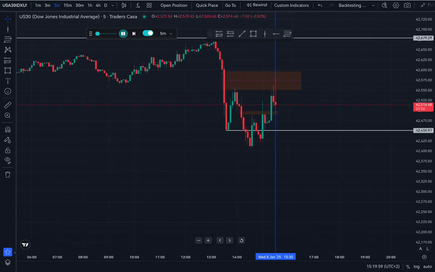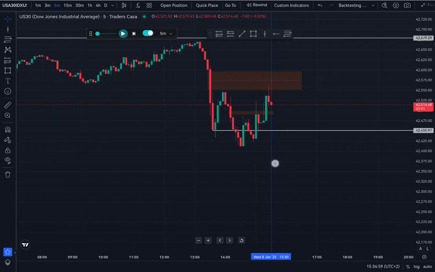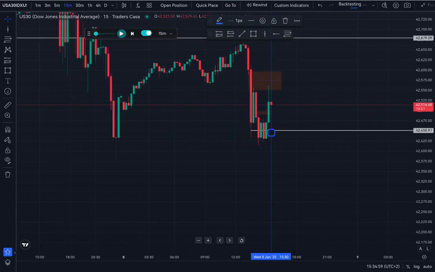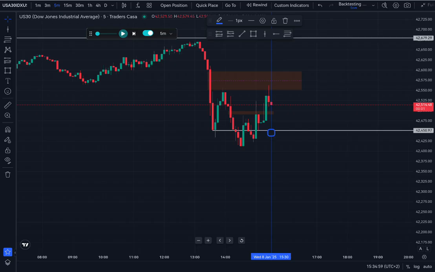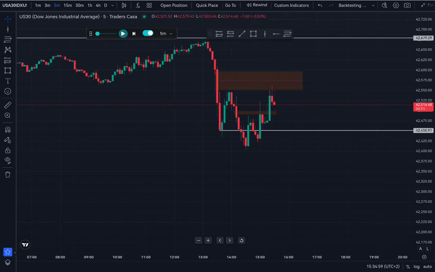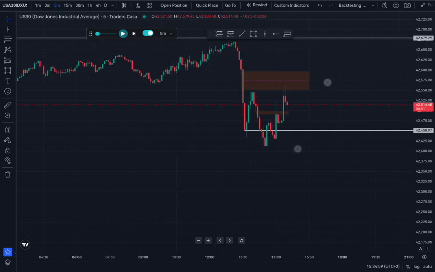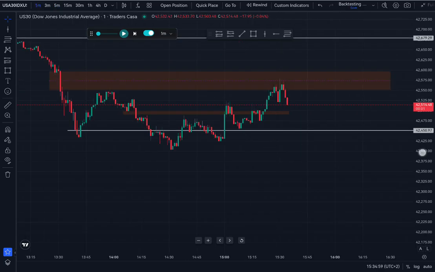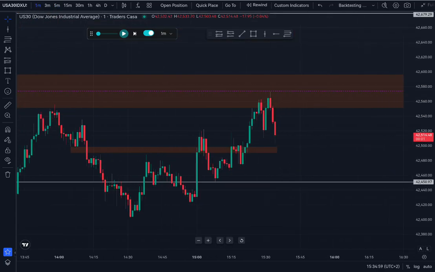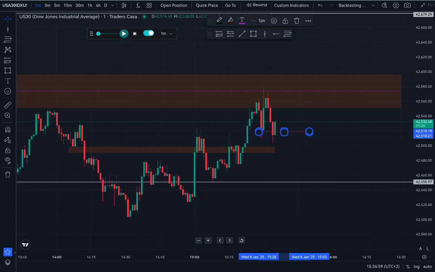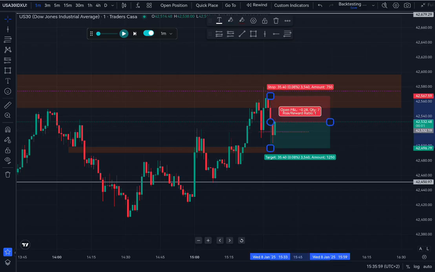There we go. That's 3:30 for you. Jumped in, came in, so we tapped into that fair value gap, and I think I can sell it. Let's say the 1 minute. Yeah, I can use 1 minute now. I want to see if we close below this area. Nice, I can sell there where we are.